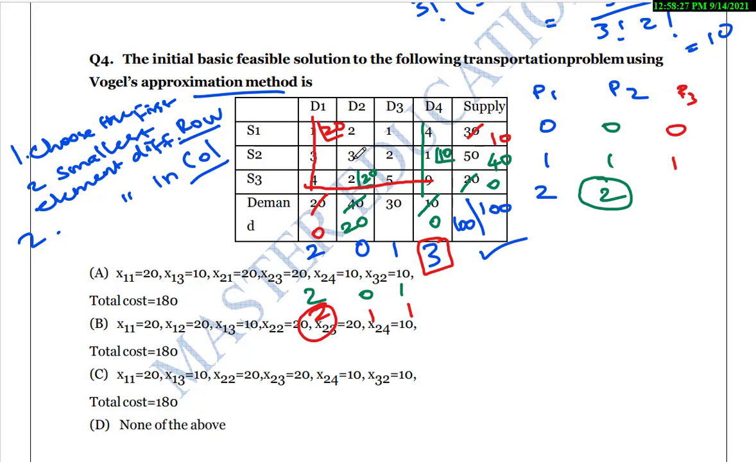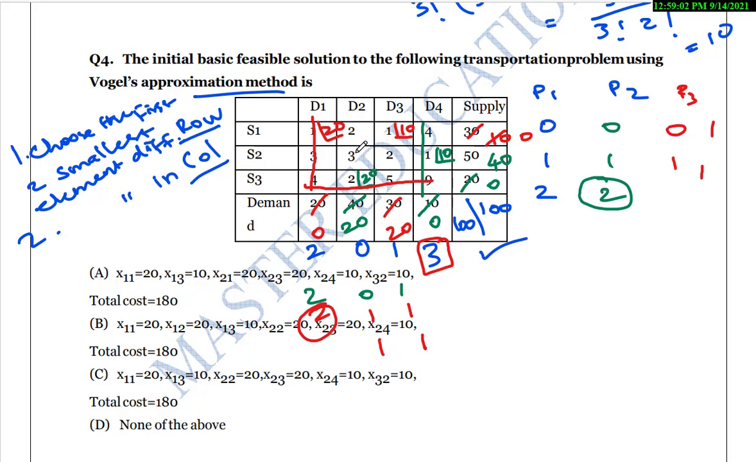So here it is 2 and 3. Now you see the difference, that is 1 only, and then 1 minus 2, this is also 1, and 2 minus 1, 1, and 3 minus 2, 1. So all are 1, right? So you can choose any one. I am taking just the least element. Okay, so for 1 I am allocating 10. So this will become 0, this will become 20.